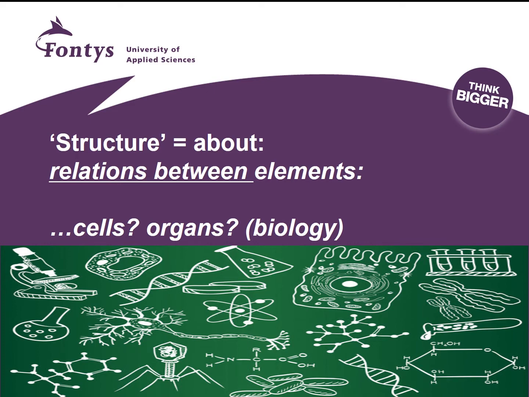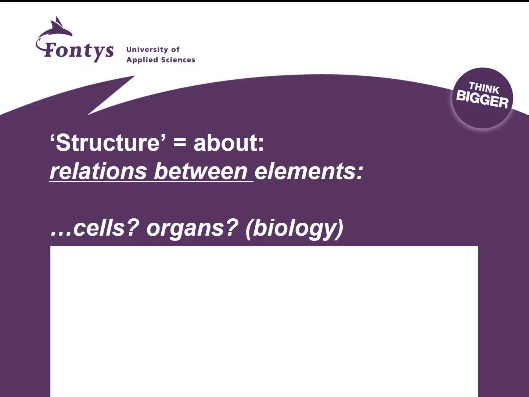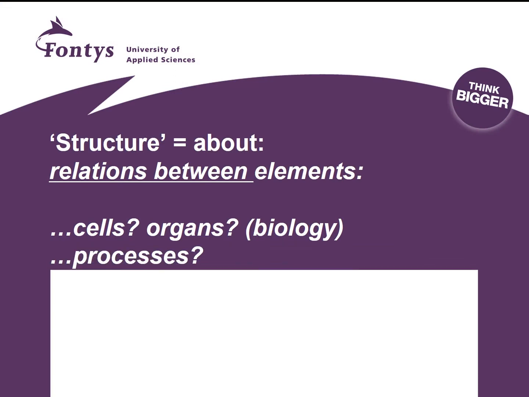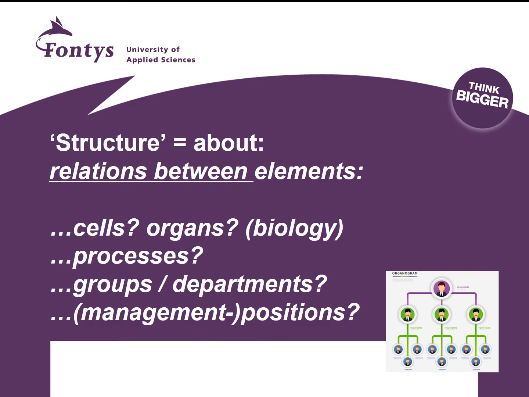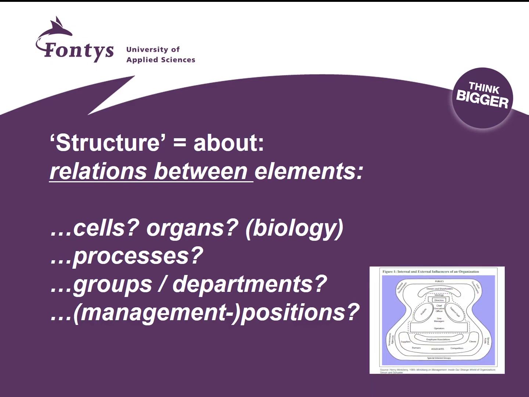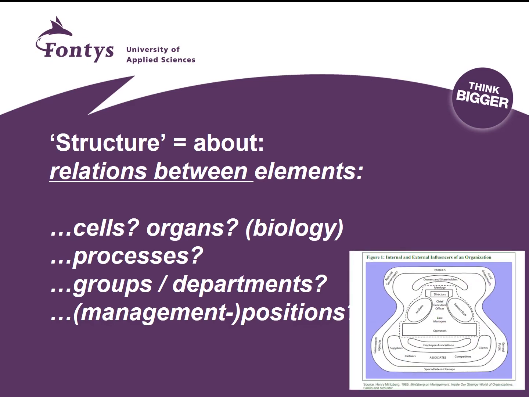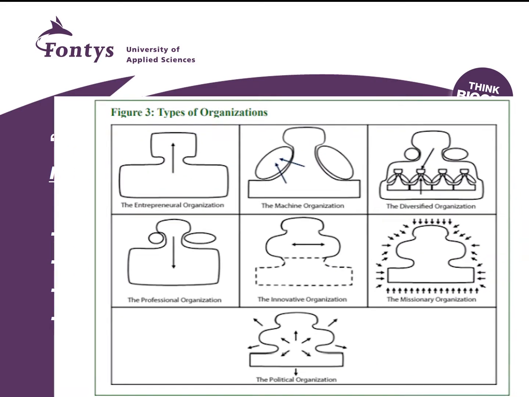Also, when you look at an organization, you can recognize structure. You can see that there are specific types of relations between the various elements of the organization. And you can also imagine that you need this in order to be effective as an organization. And you can also understand that various forms of relations make out different types of organizations.